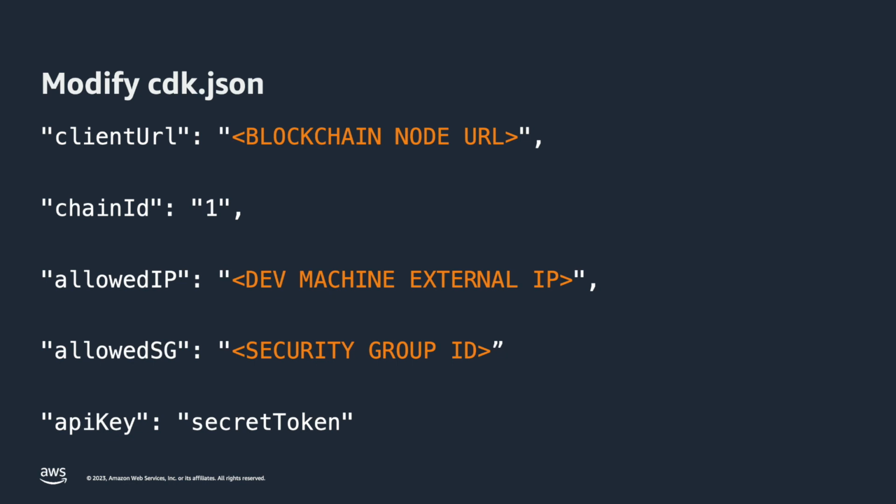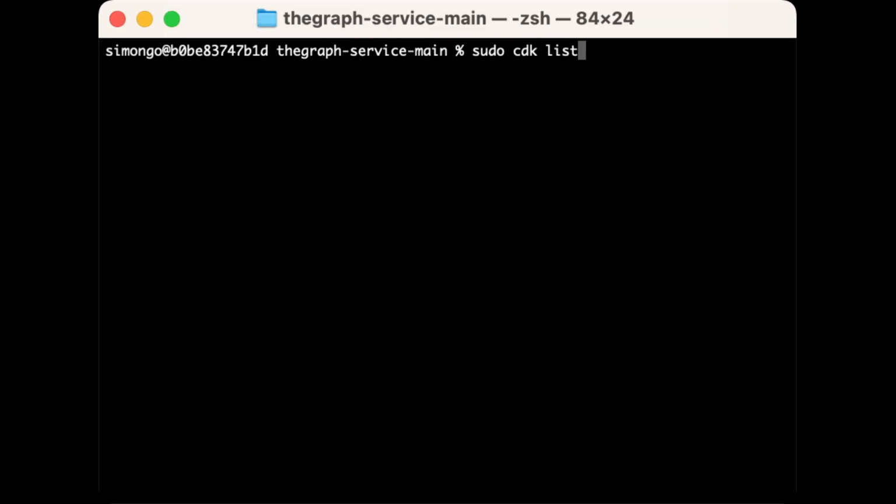The API key parameter sets a value that will be needed to access the API gateway for queries. This can be any string. The value of this parameter needs to be included as a header when making a request to the graph node. Now that you have completed all of the prerequisites, you can list the available AWS CDK stacks by running the following command.